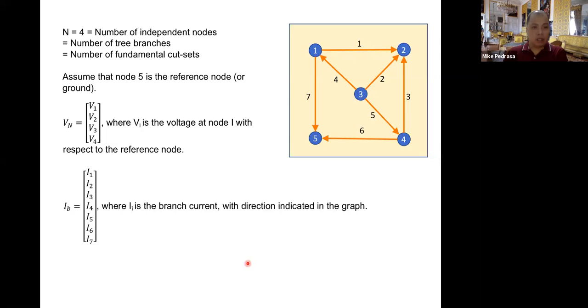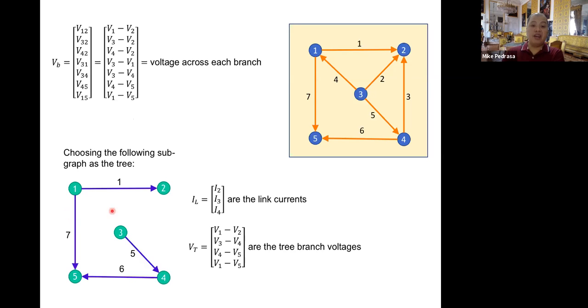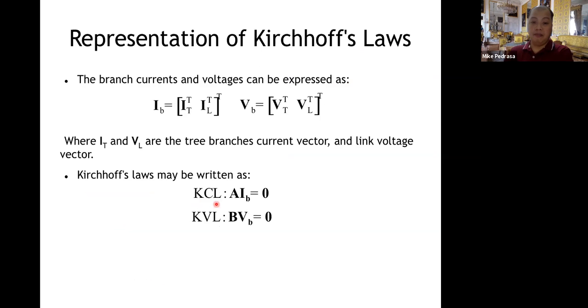So again, when you see V sub n, that's the voltage from the node to the reference. If you see a subscript of B, we are referring to the branch. When you see a subscript of L, we are referring to the links. When you see a subscript of T, we are referring to the tree. If you see a subscript of L, we are referring to the links or the co-tree. So we have gone through a lot, and we will just represent KCL and KVL that way.